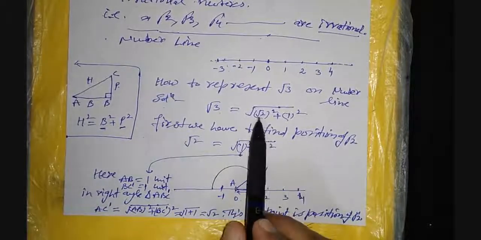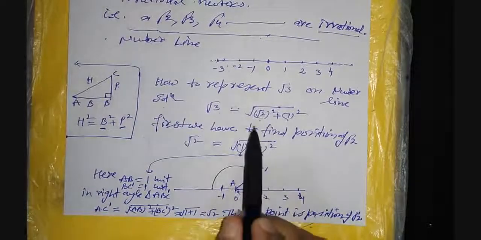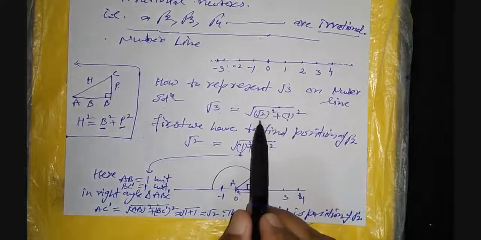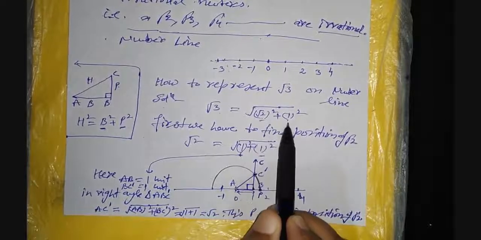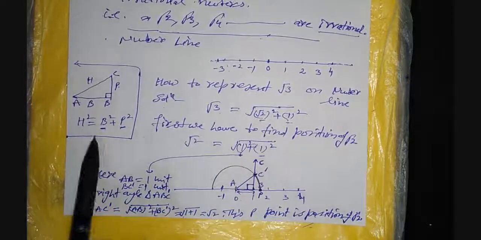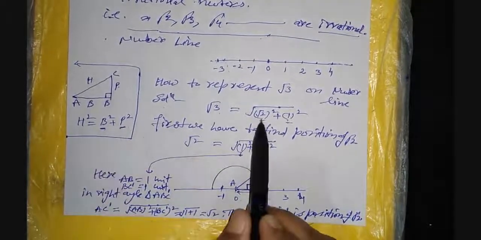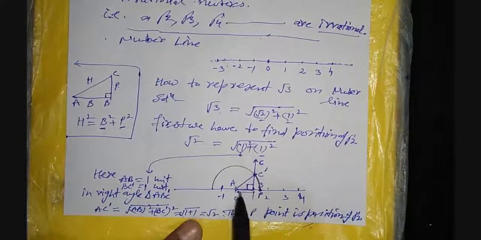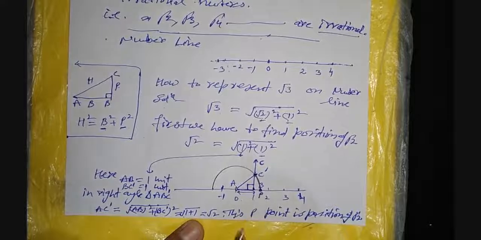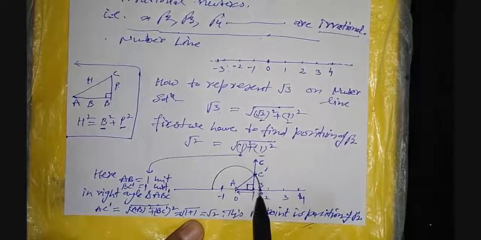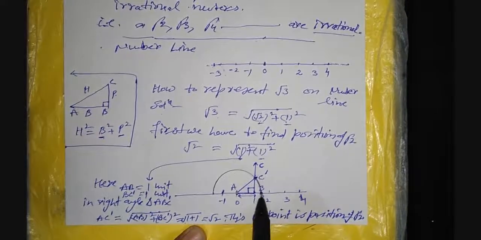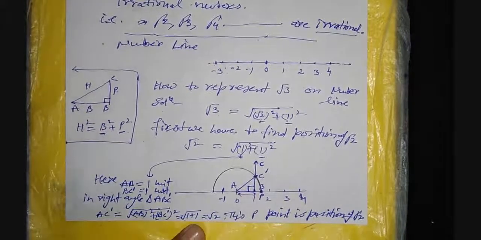Okay, now we will draw root 3. In this root 3, as we are taking here root 2 and here root 1, this is the greater value, this is the smaller value, so the base can be taken as root 2. Now, as this is radius AC dash and this is also radius AP, both are equal, meaning this value is root 2, so this value is also root 2.